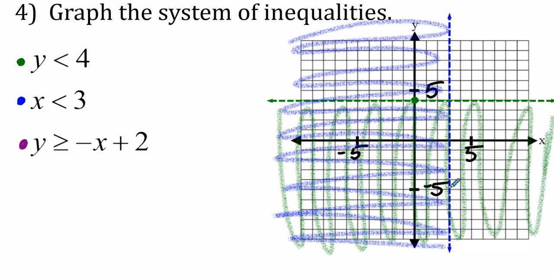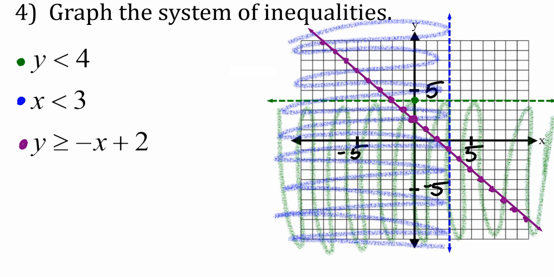The question is, am I going to connect them with a solid or dashed line? Go back to the inequality symbol. We see that it's equal to. That's telling us it's solid because those points are potential solutions to our inequality.